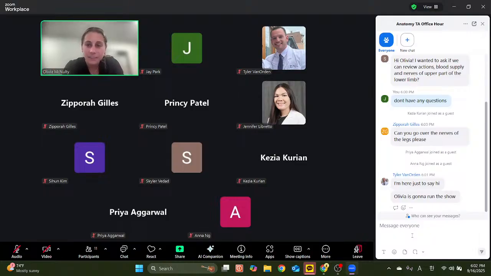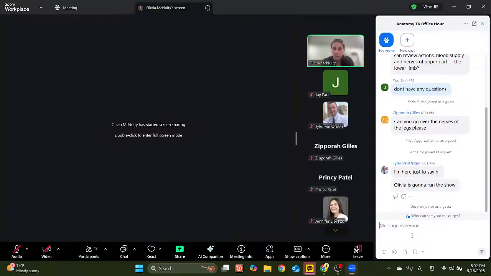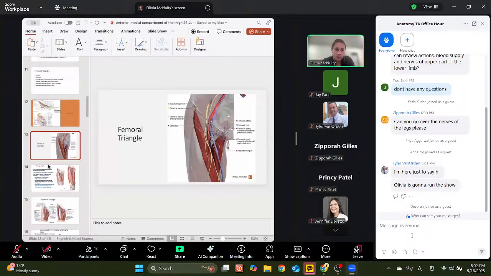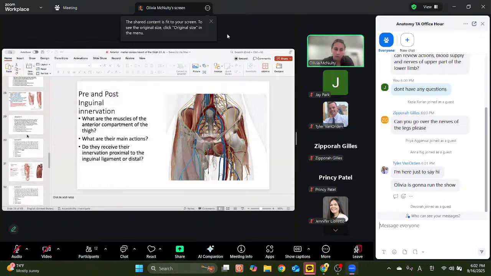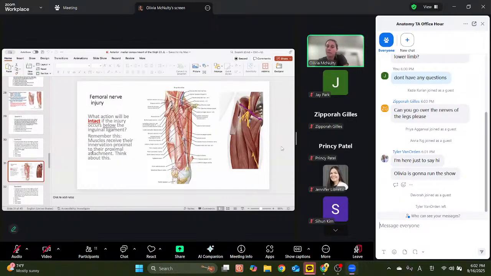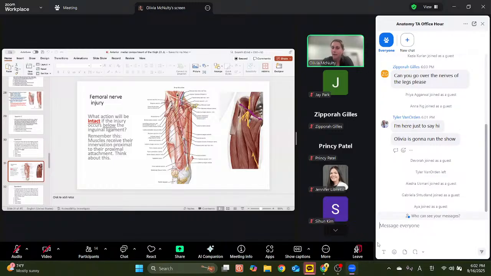Okay, so let me share my screen and we'll start with the anterior compartment and then move on to the posterior. When we think about our lower limb and the leg, we want to think about everything in terms of compartments. When we think of our thigh area, anything really above the knee and where our inguinal ligament is, our main nerve for the anterior compartment is going to be the femoral nerve. And that femoral nerve will come from the lumbar plexus, which I think you guys touched on a little bit.